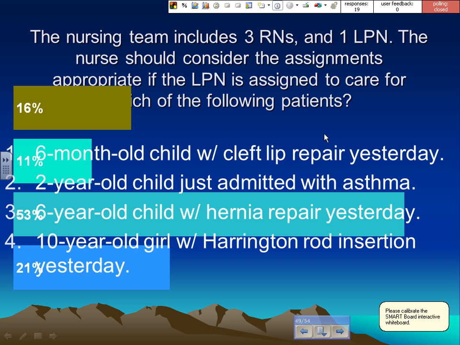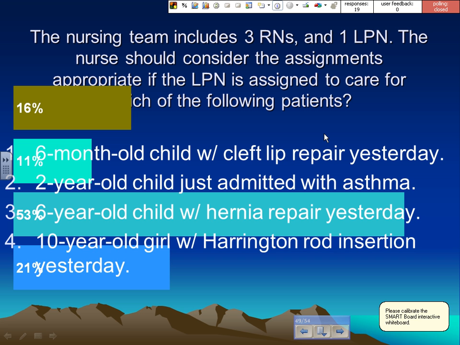Okay, so this is one of those questions where you've got 3 RNs and an LPN. They want to know who's the best patient to give to the LPN. So that means you're picking the patient that is the most stable and has the least potential for complications and risks. And one of the techniques for doing that is to look at extremes of age. So the very young and the very old are going to have more potential for complications and risks.